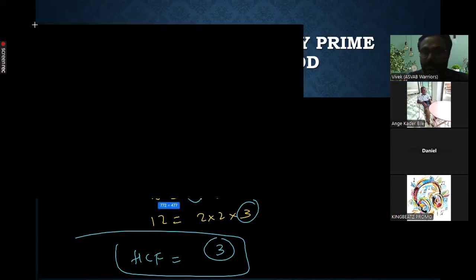Let me take 625 and 900. I want to find the highest common factor between 625 and 900. So let me try to do the prime factorization.